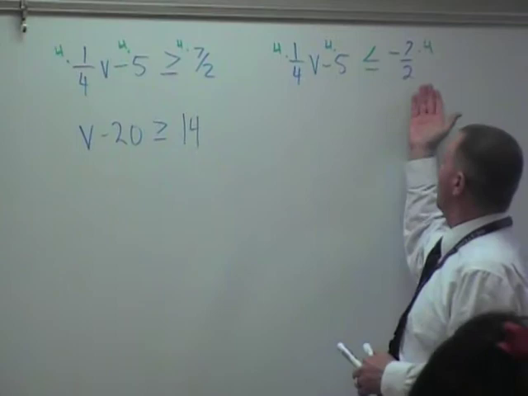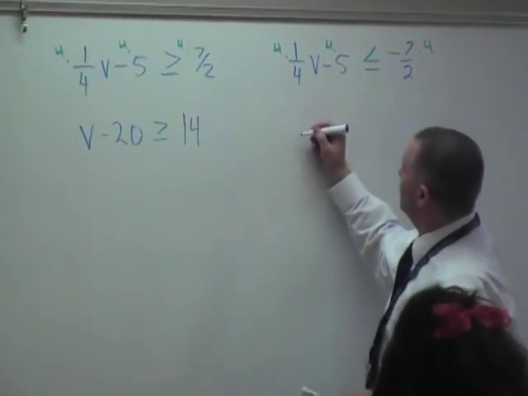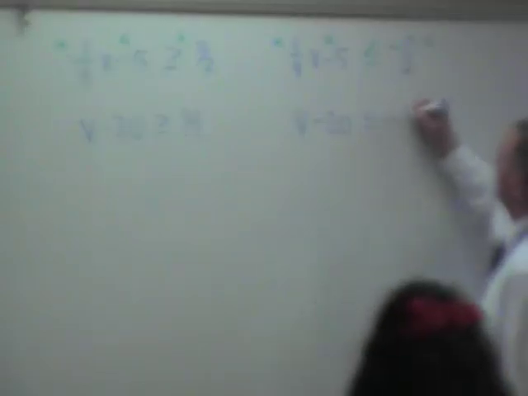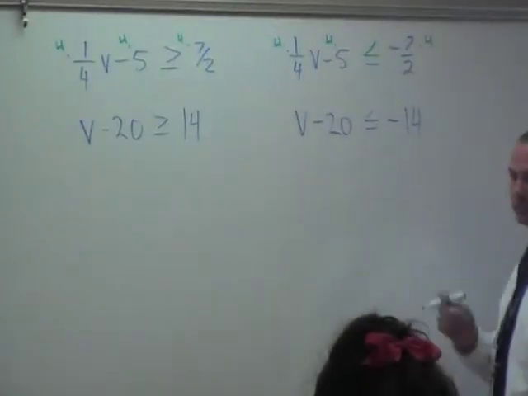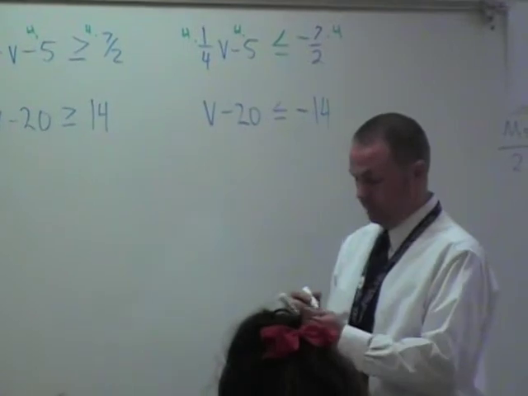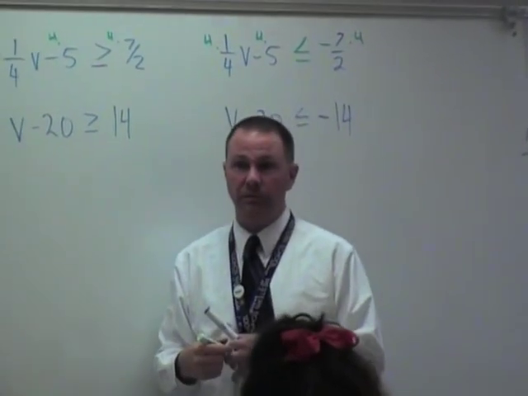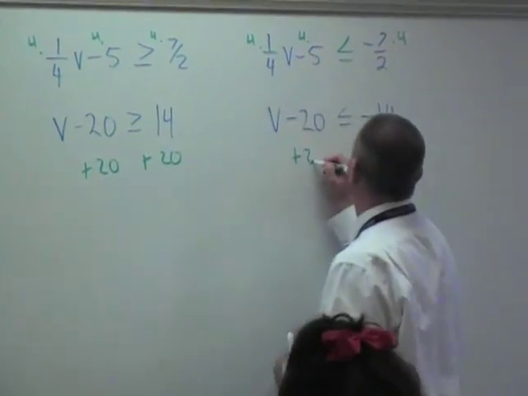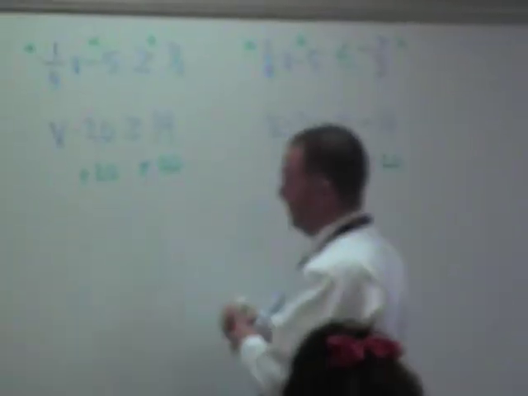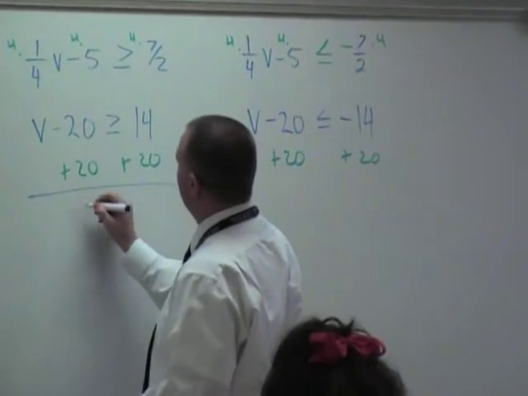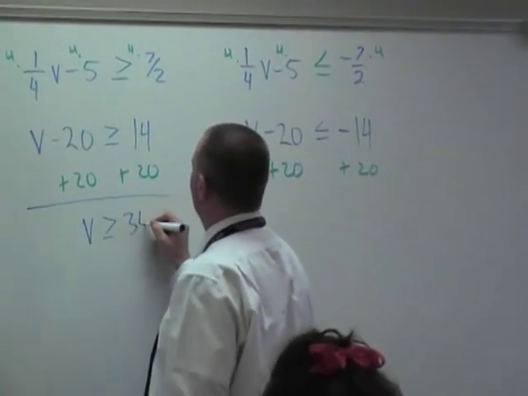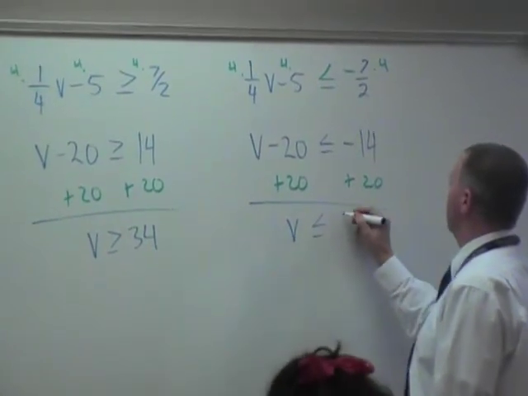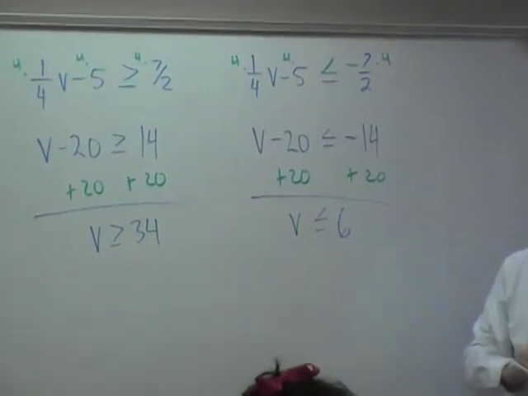So again, I did the same thing over here. This is going to be 1b minus 20, less than or equal to negative 14. Doesn't it look better at this point? Okay, so we add 20 to both sides. And we get b is greater than or equal to 34, and b is less than or equal to 6. Yeah, I got the same thing.